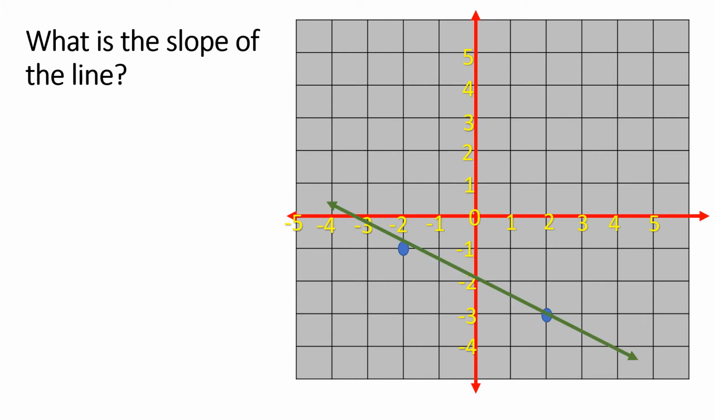Another example is this line. Let's start with the first point. We move 2 units going down, and that gives us the negative value of the change in y. And to be able to reach the second point, we move 4 units to the right, and that gives us the positive value on the change in x. So we got negative 2, which is the change in y, and positive 4 on the change in x. Simplifying it, that is negative 1/2. So that is the slope of this line.